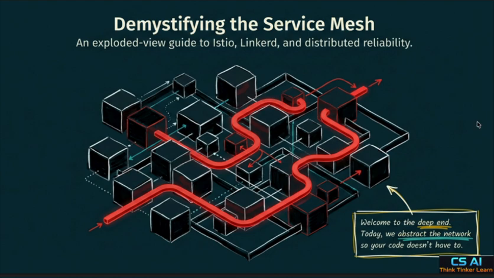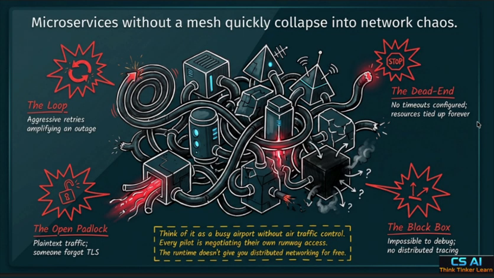Why do we need a mesh? Because microservices without one quickly collapse into network chaos. Think of it like a busy airport without air traffic control. You run into the loop, where aggressive retries turn a tiny blip into a cascading outage. You find the dead end, where missing timeouts tie up resources forever. You have the open padlock, where someone inevitably forgets to secure a path with TLS. And finally, you have the black box, where it's impossible to debug because you lack distributed tracing.